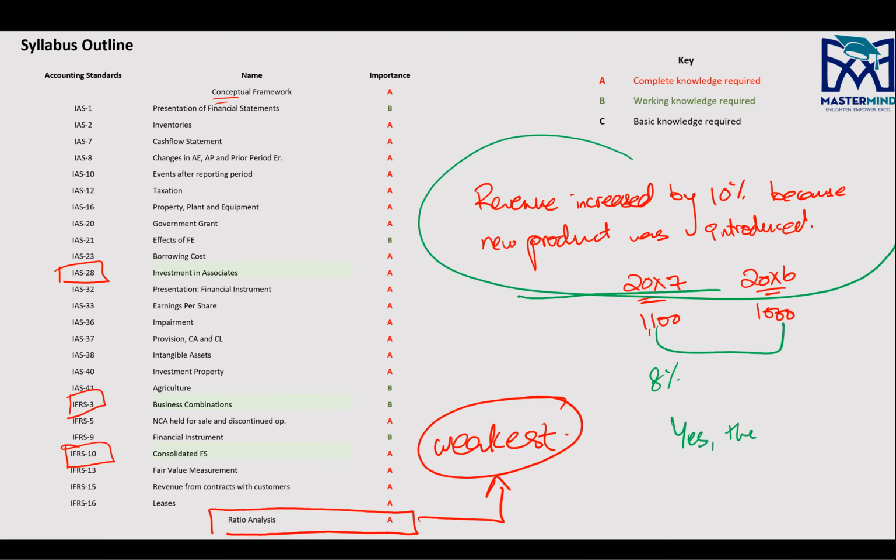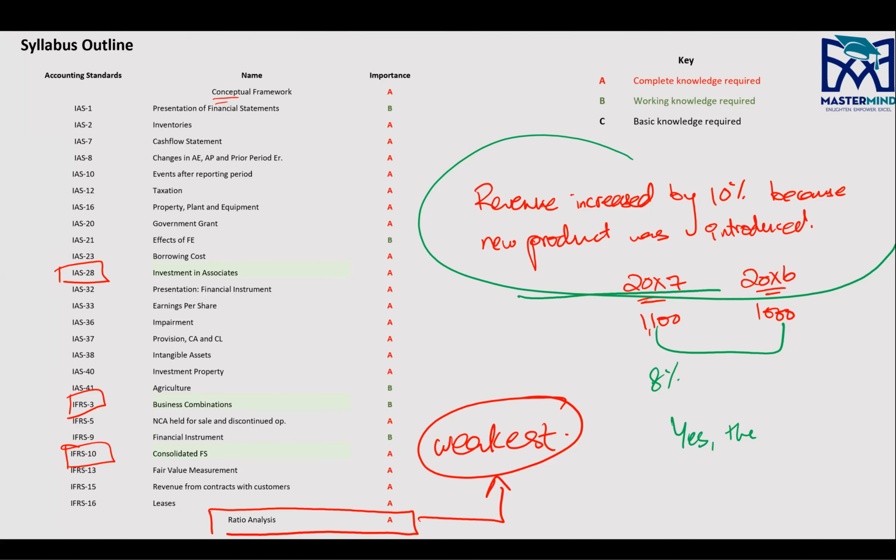The reason why I'm focusing on this area right now is because mentally you need to be aware of different situations. Again, like I said, it's interpretation of financial statements. Ratio analysis is just one tool that can help you interpret the information in the financial statements.